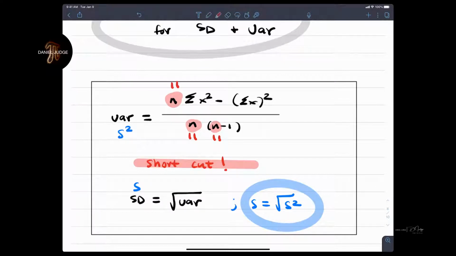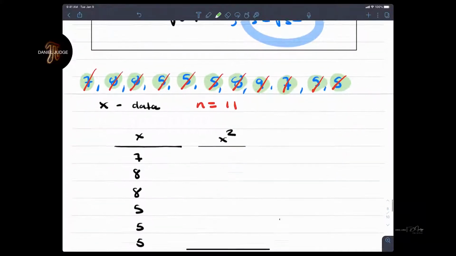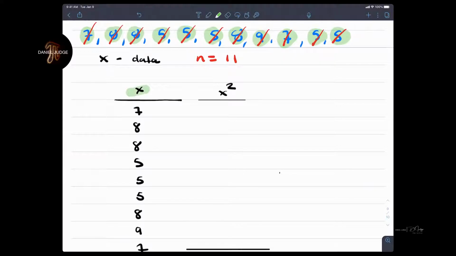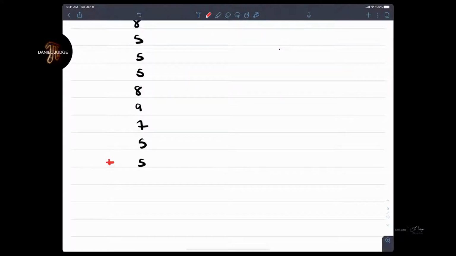In the shortcut formula, what you're going to need to determine is two things now. We need the sum of the x squared values. We need here the sum of the x values. And then don't forget there's a little power 2. So we're going to have to talk about that kind of notation here. So in green, the sum of the x values, we're going to need to add the x values like we did before. This will be the sum of the x values. And we already know that sum.